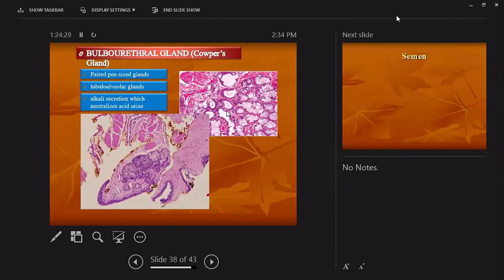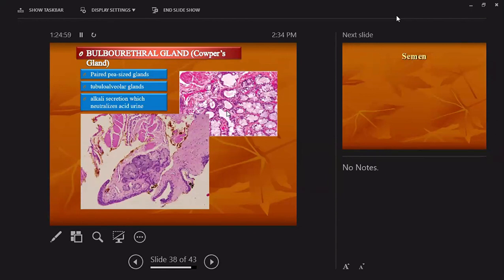Okay, now you will have the bulbourethral gland or the Cowper's gland, pea-sized glands, malit lang. Again, it is a tubuloalveolar gland. Secretion is alkali, which neutralizes acid urine, para pagdaan doon ng sperm, hindi masisira. Okay.